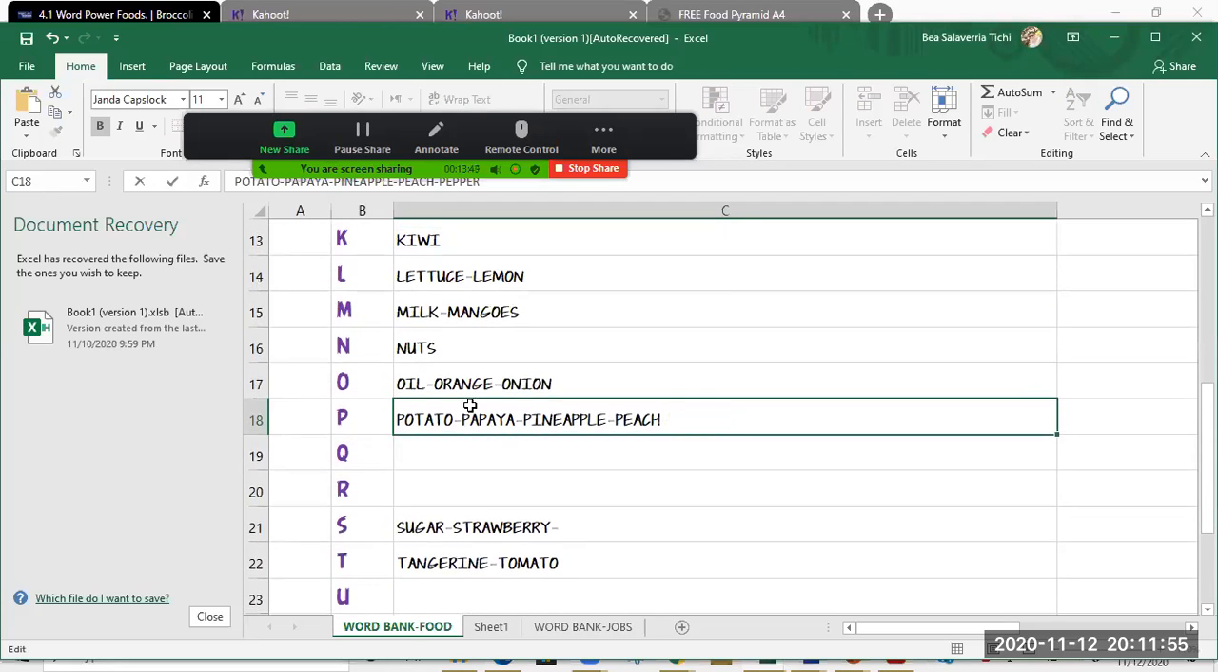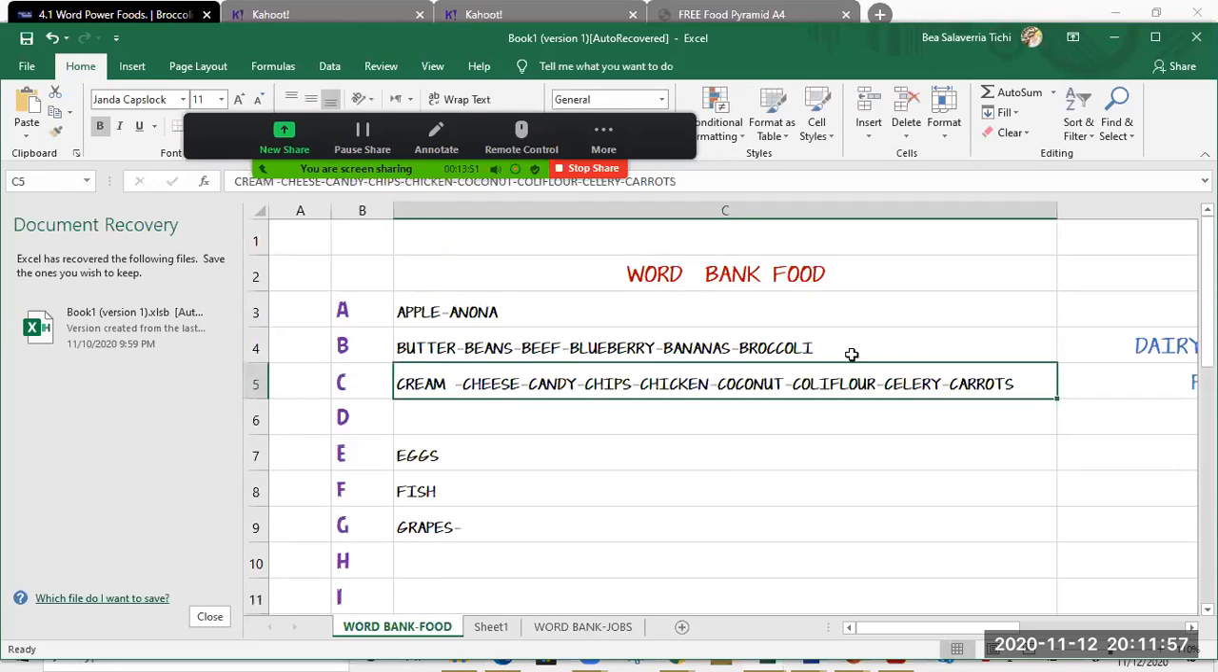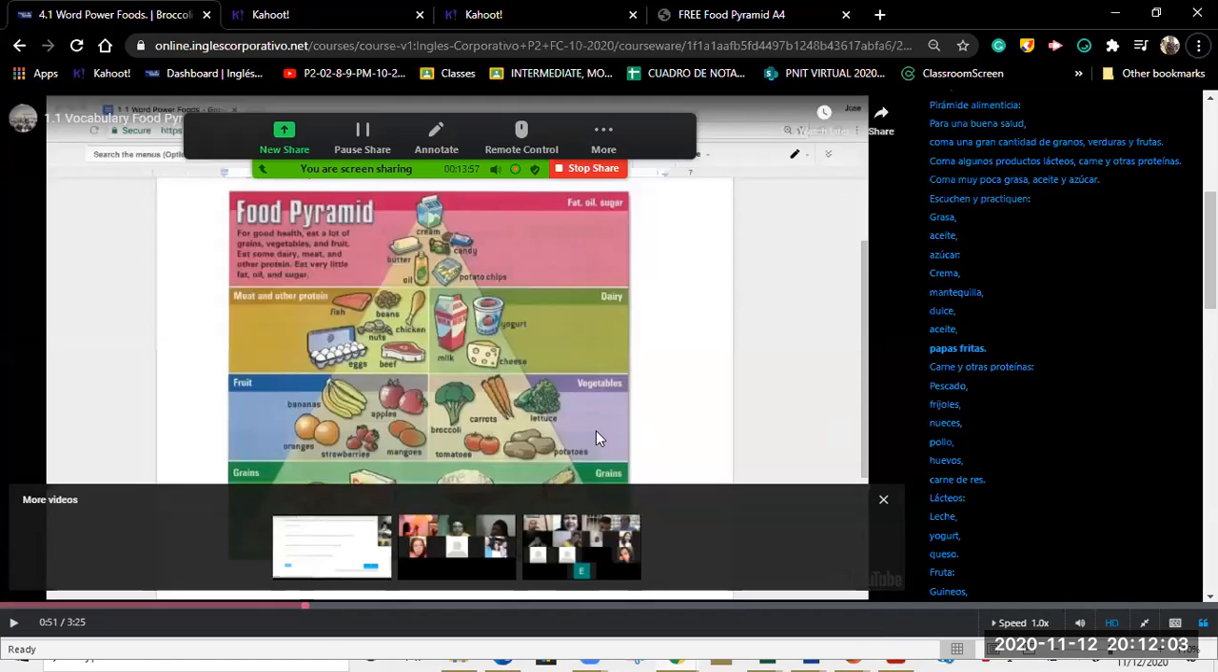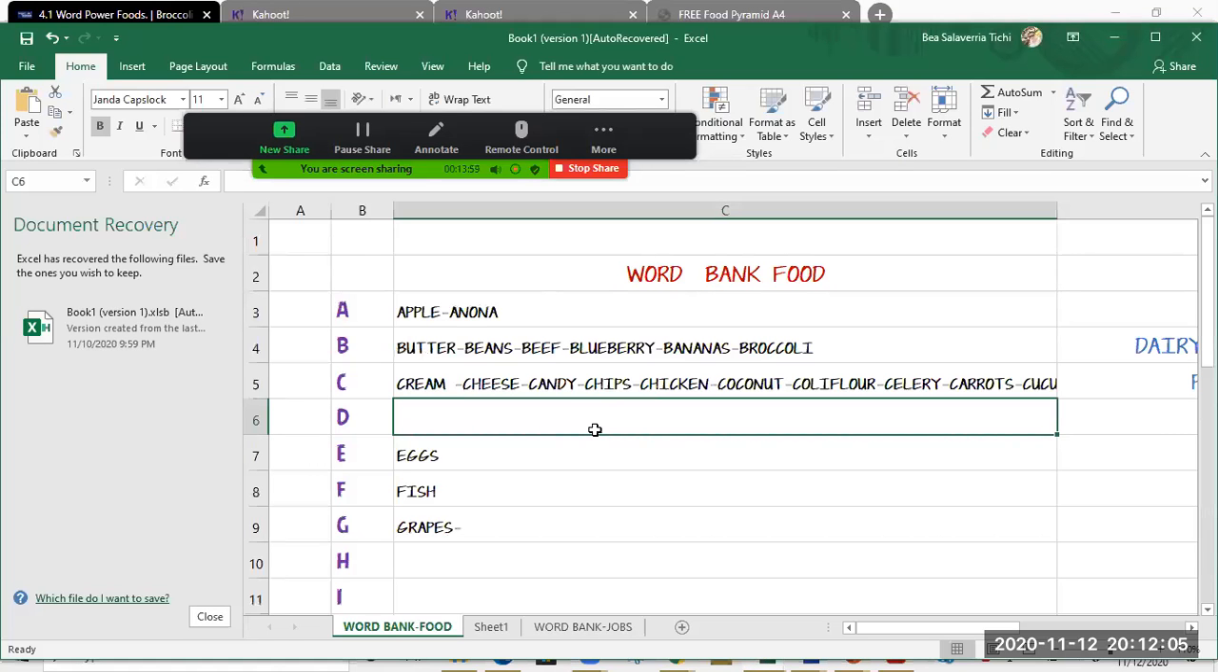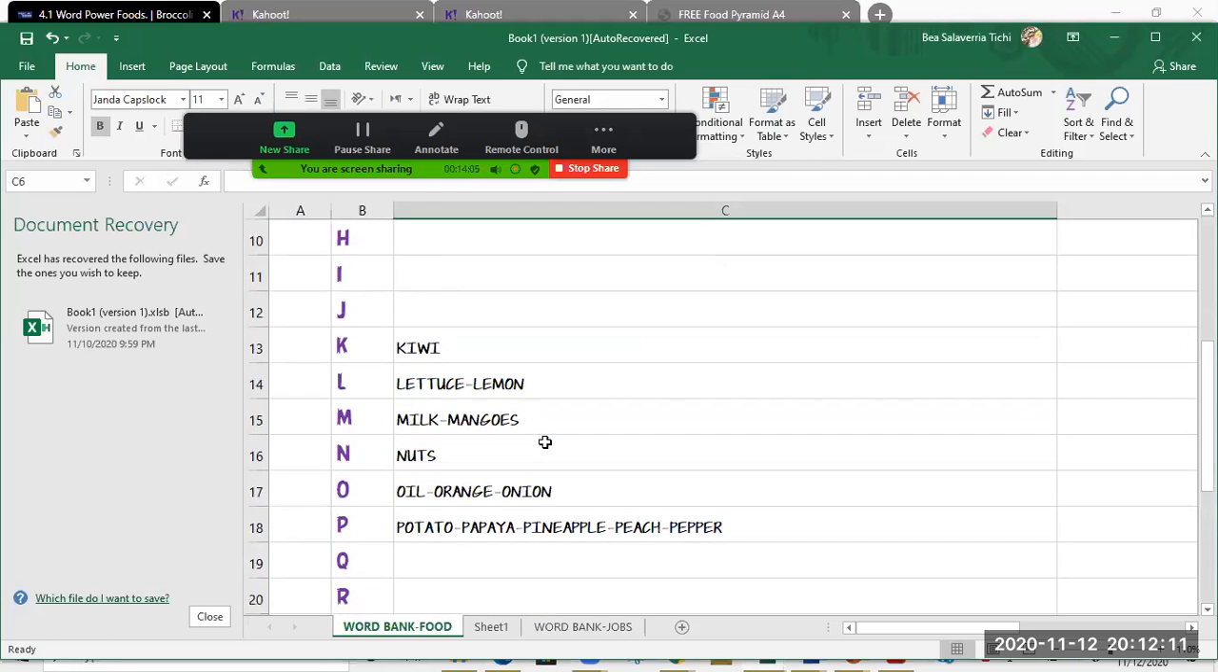Cucumber, very good. Cucumber, that's another one. Pepino. Very good, cucumber. And pimienta. How do you say pimienta? Pepper. Pero pepper for, it's different. One is a vegetable and the other one is the condiment. So hay un pepper, condimento, y hay un pepper, vegetable.